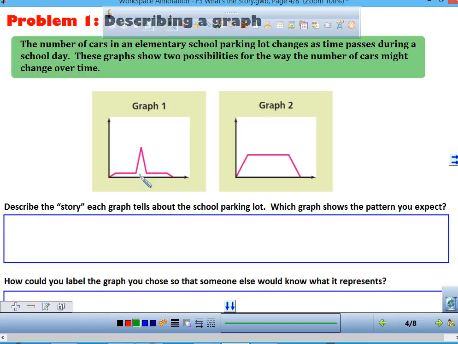Okay, so I would say graph 2, I think, best represents what happens at an elementary school. There's a bunch of cars that stay there all day for people who work at the school and then leave at the end of the school day.